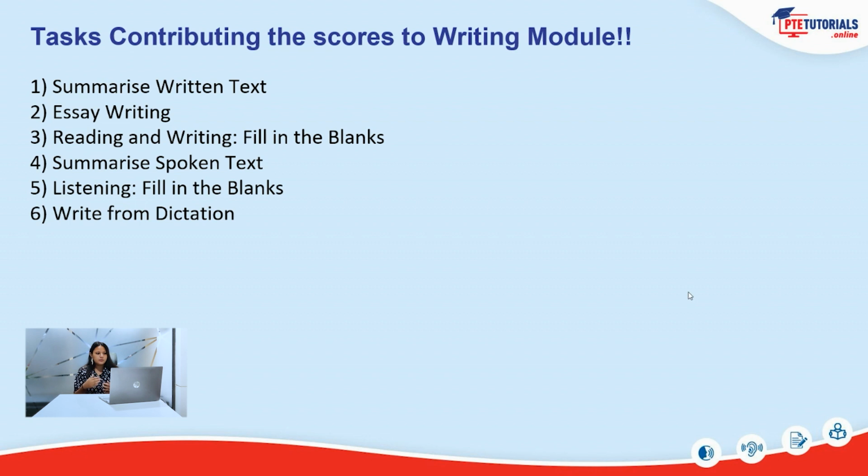Apart from that, many of these six tasks are integrated in nature, and many are non-integrated. For example, summarize written text gives the score towards the writing and reading modules. Essay writing gives the score only towards your writing module, whereas reading and writing fill in the blanks gives the score towards your reading as well as writing section. Moreover, summarize spoken text, listening fill in the blanks, and write from dictation contribute the score towards your listening as well as writing section.